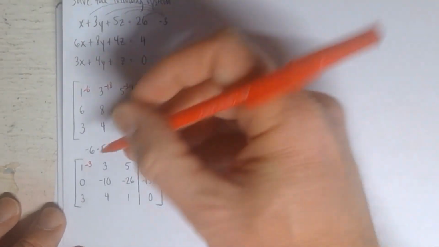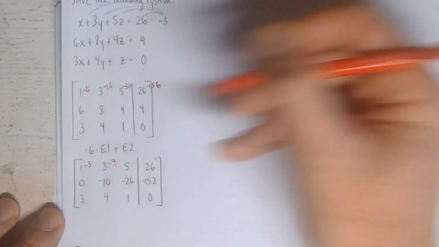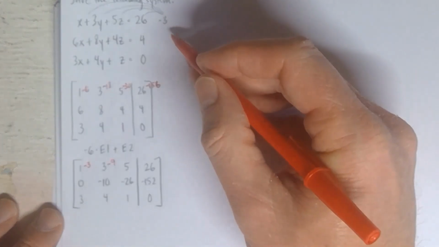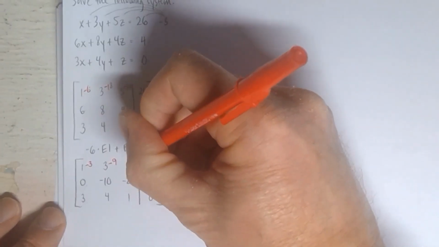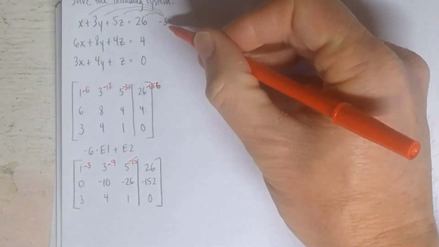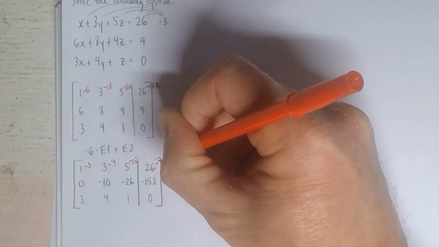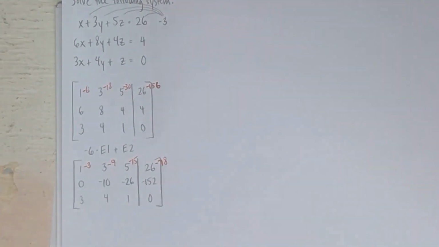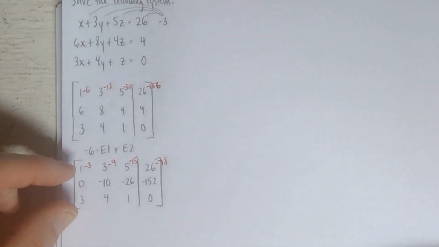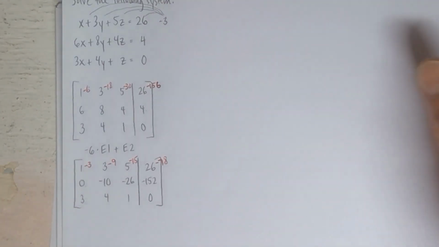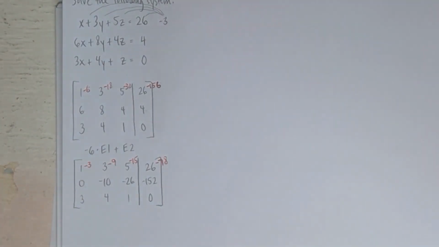Negative 3 times 3, again distributing to each term, is negative 9. Negative 3 times 5 is negative 15. And finally, negative 3 times 26 is negative 78. Now, since I want to change the 3 to a 0, it makes sense to add the first and the third row together, and then put that result in the third row.